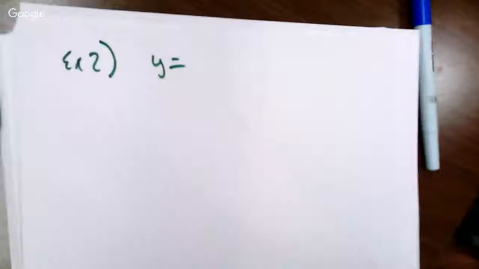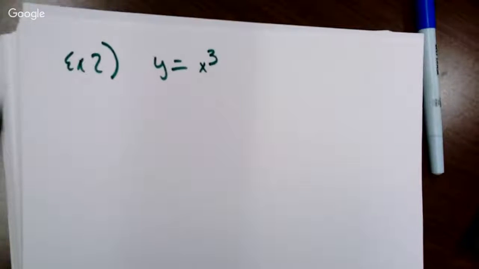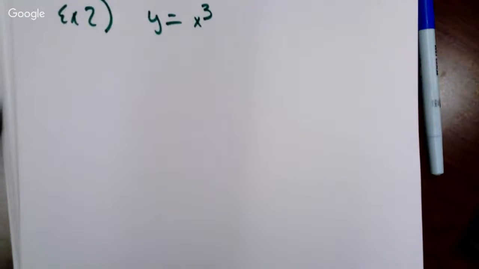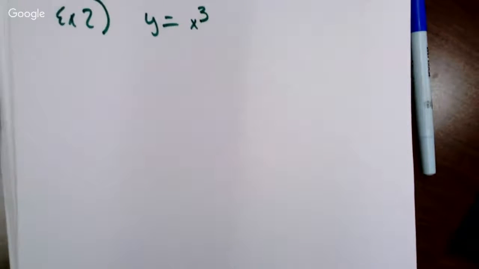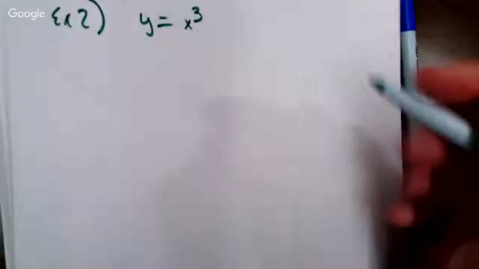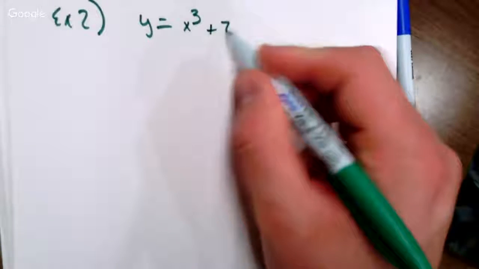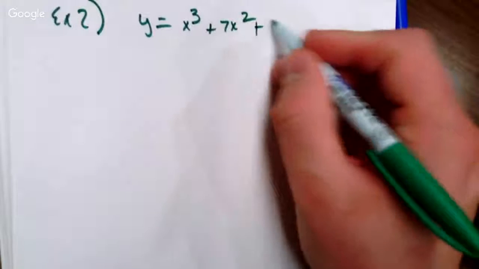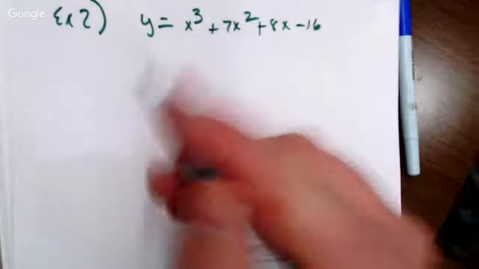Okay, example number 2. y is equal to, what are we going to get from this? x cubed, minus x, plus 16x, minus 16. All right, let's look at this one. So we've got x cubed, plus 7x squared, plus 8x, minus 16.